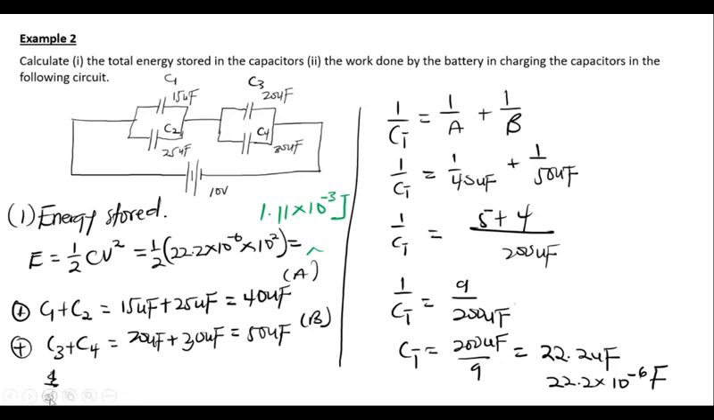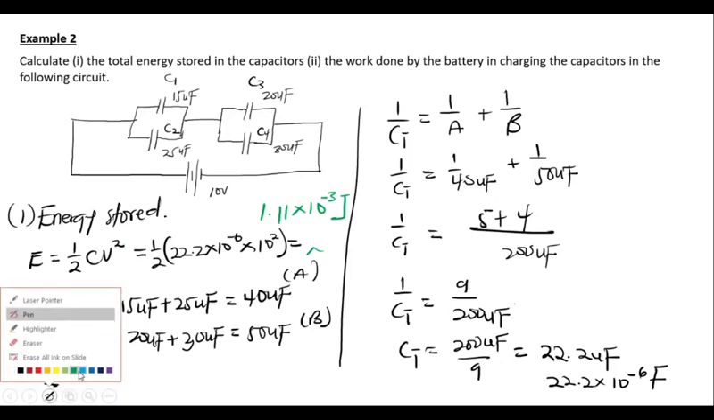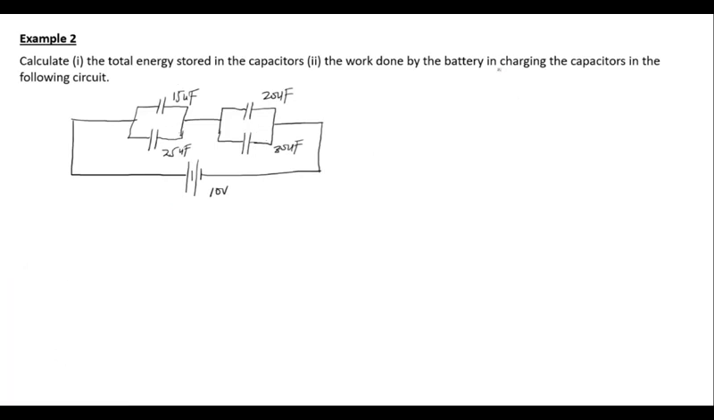Alright, let's go ahead. Okay, so the second aspect of the question is asking for the work done by the battery in charging the capacitors in the following circuit. So the work done by capacitors in a network is equal to QV, where Q is the charge and V is the voltage. So this is equal to what?